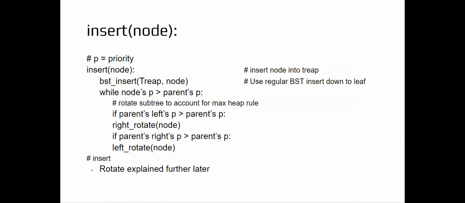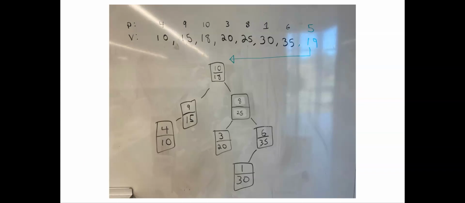So the addition here is the rotations. You want to rotate the higher node on top to maintain the property of the max heap rule. If the parent's left child's priority is greater than the parent's priority, you're going to rotate to the right. If the parent's right child's priority is greater than the parent's, you're going to rotate to the left. So let's look at an example.